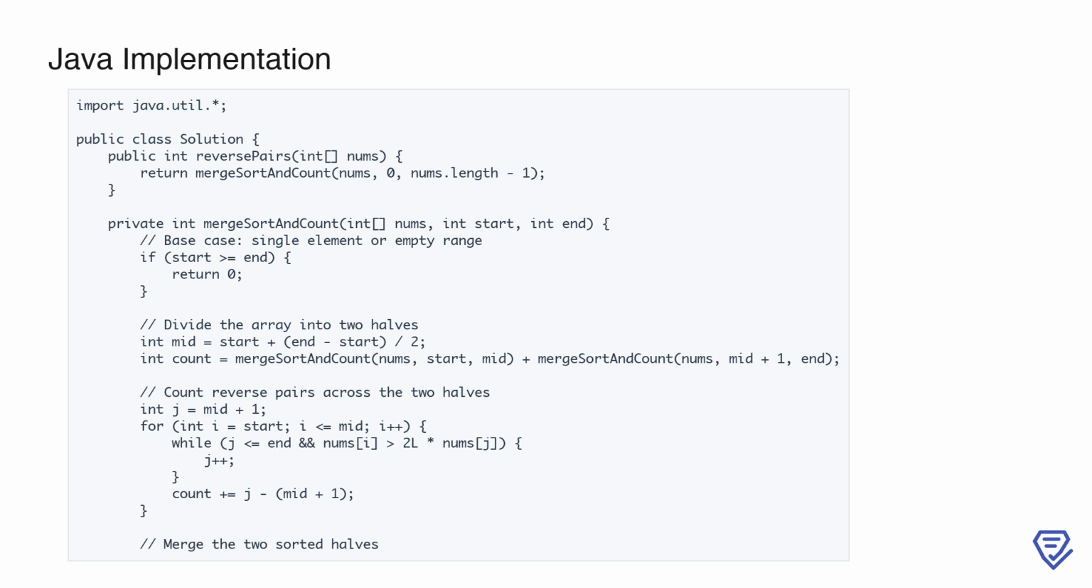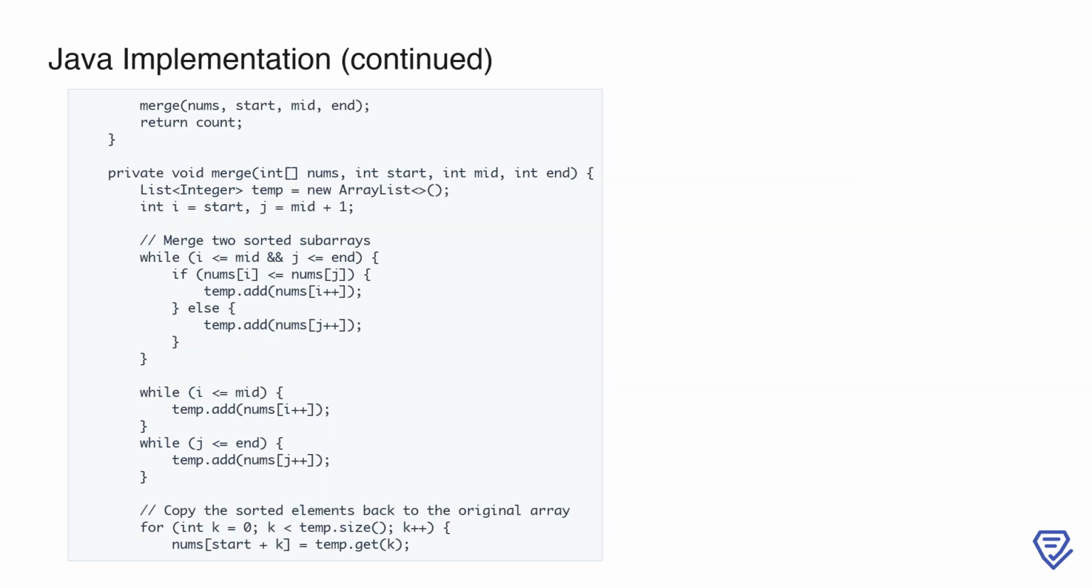Finally, we prepare to merge the two halves into a single sorted array. Once the reverse pairs spanning the two halves have been counted, we proceed to merge the two sorted subarrays. The merge method is responsible for this step. Here, we create a temporary list to store the merged elements. Two pointers, i and j, are used to traverse the left and right halves respectively.